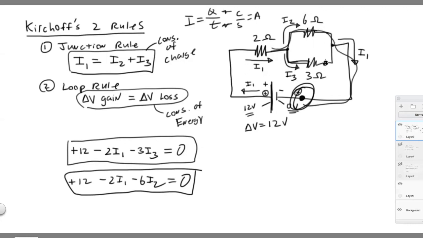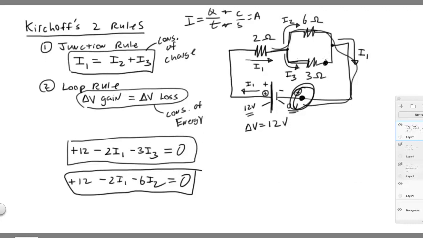Now, if you cross a resistor against the current, that's going to be a voltage gain, which should make sense because this point over here is going to be at lower volts than this point over here. So as we cross from the right side to the left side, we're moving to a higher electric potential. So we're going to write this down as a voltage gain.